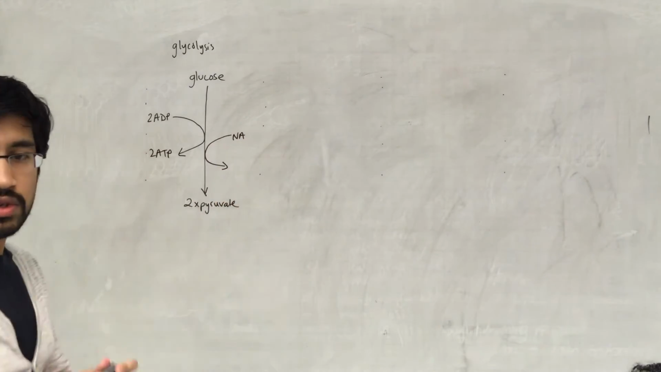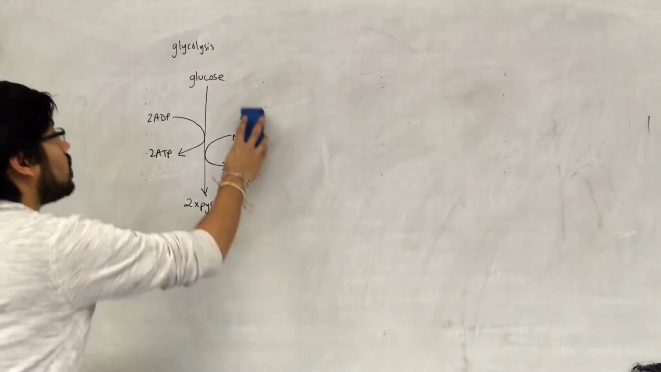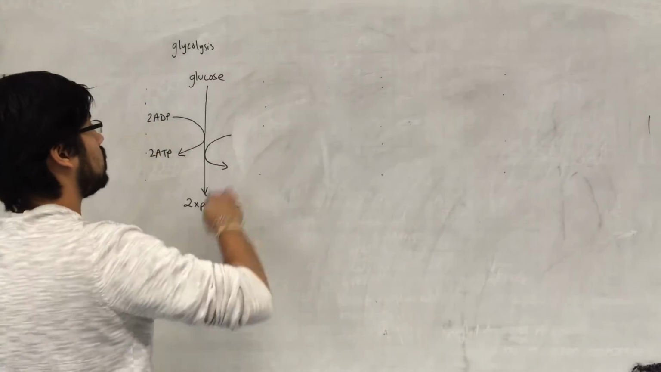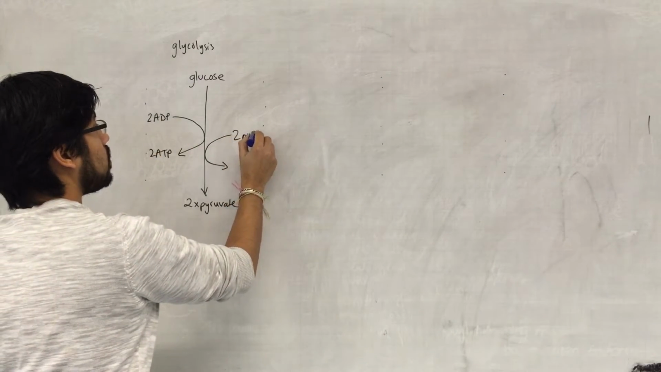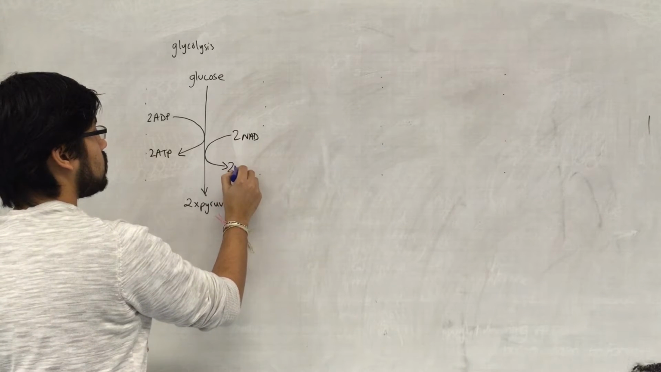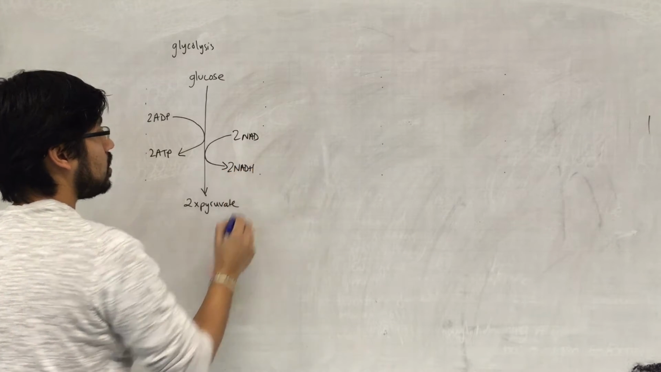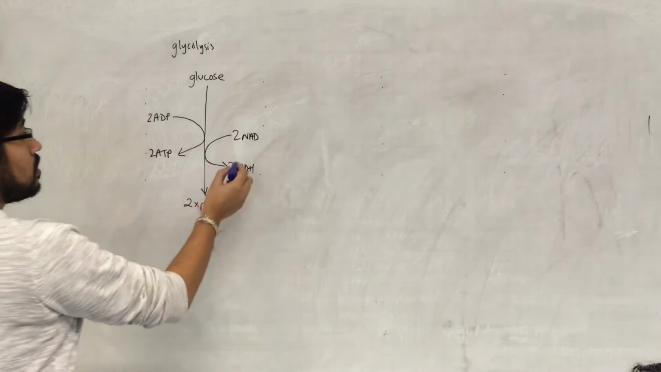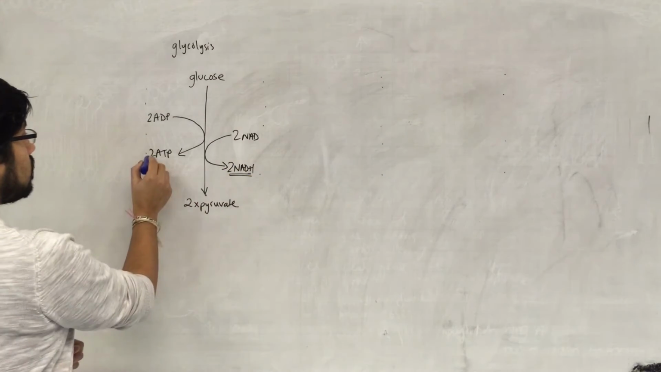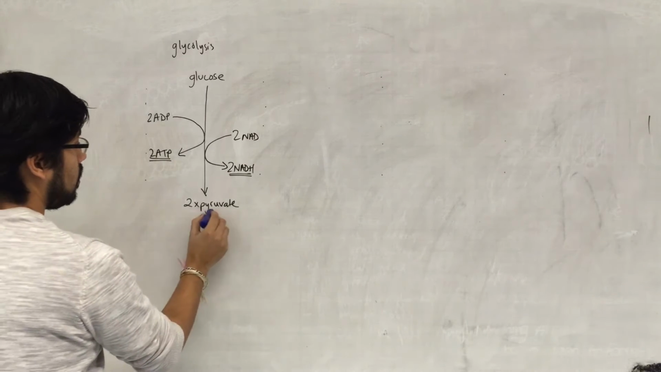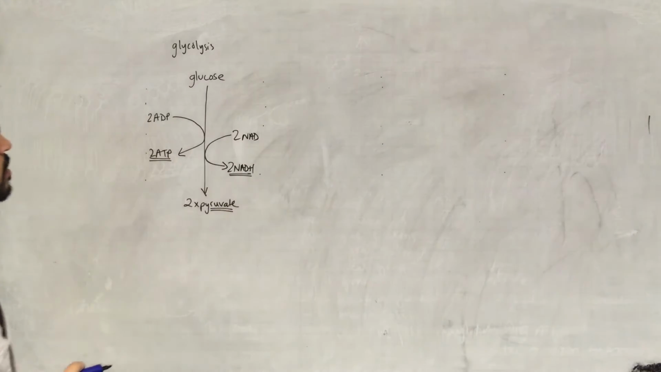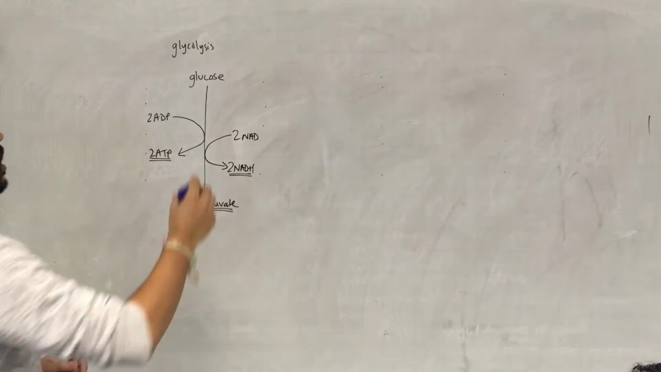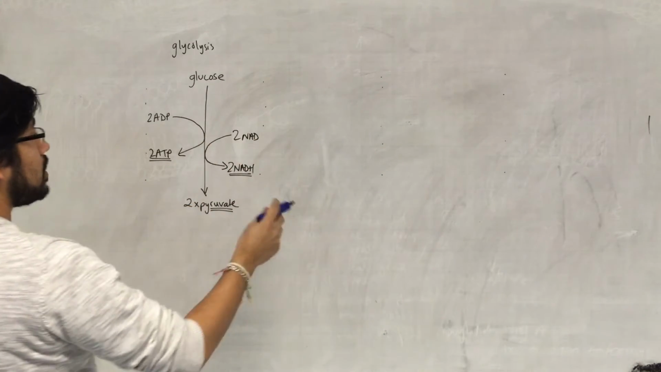net we reduced two NAD coenzymes and produced two NADHs. Okay, so net main products there, and most importantly there. Okay, and that was glycolysis. Then we had the link reaction.